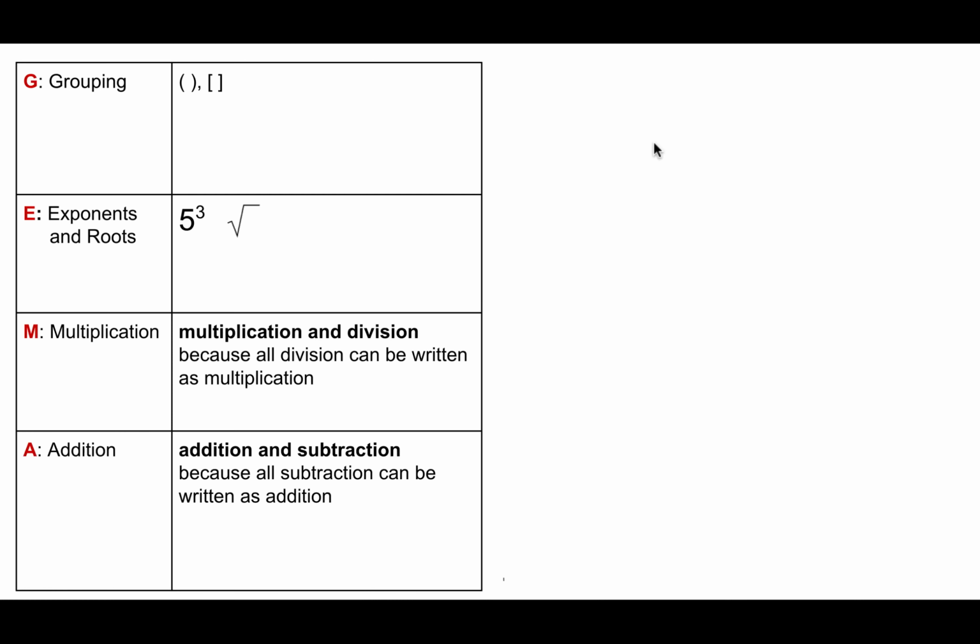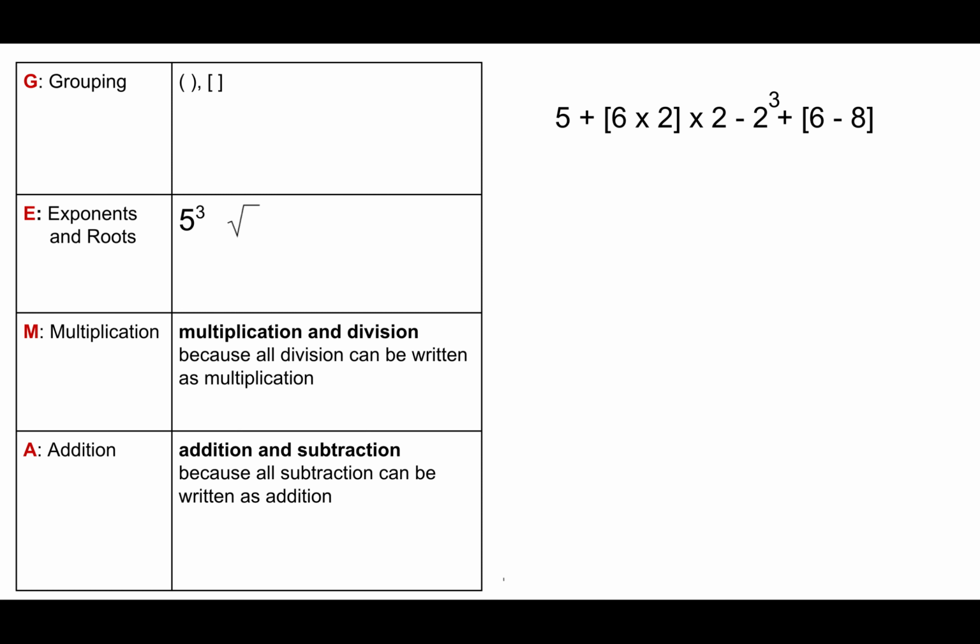So here's GEMA. We'd start with the grouping, and grouping would be parentheses or brackets. The E is exponents and roots, so a number to a power or a square root. The M is multiplication, and multiplication and division, because all division can be written as multiplication. And the A is addition. It stands for addition and subtraction because just like with division, subtraction can also be written as addition. So let's try an example.